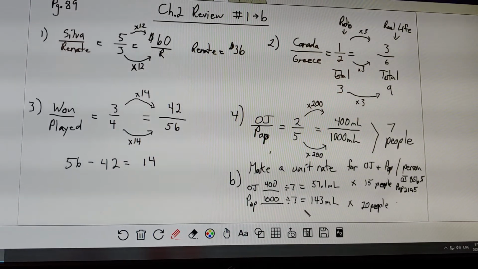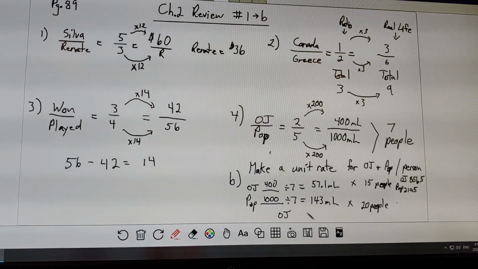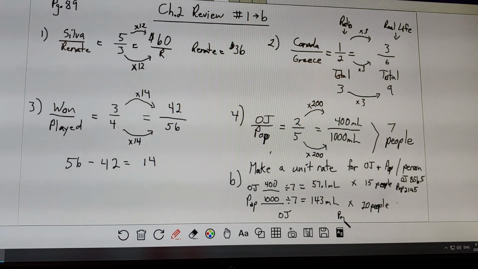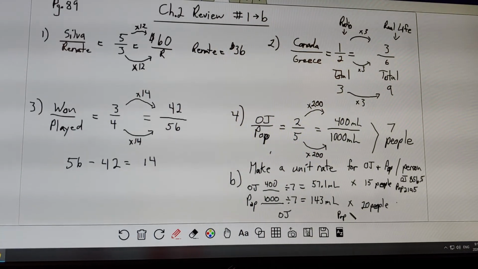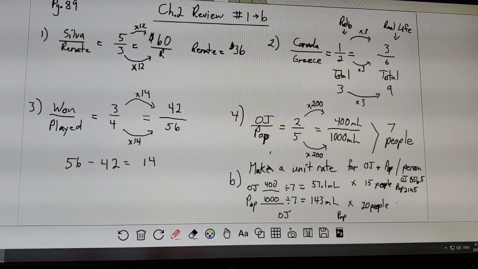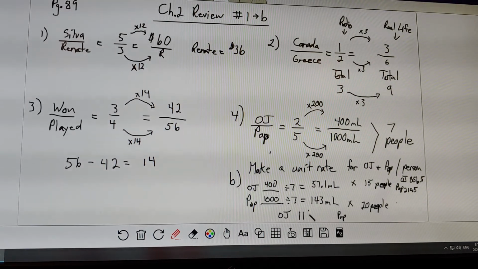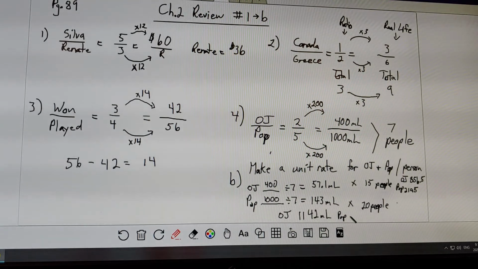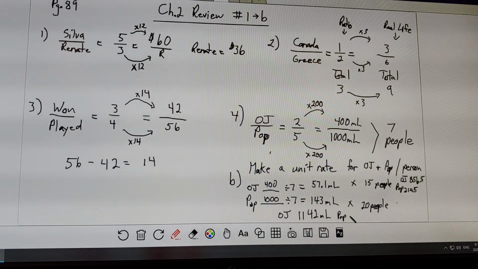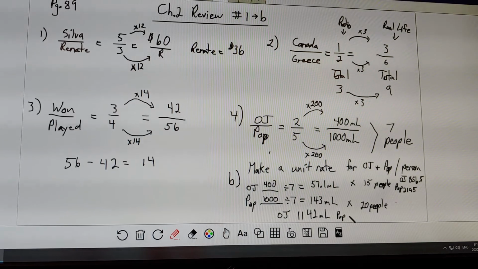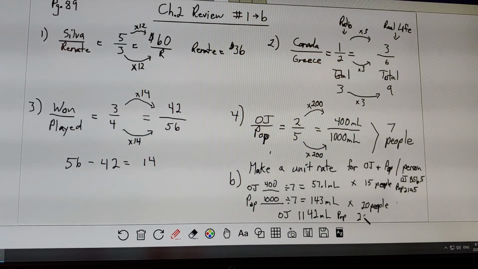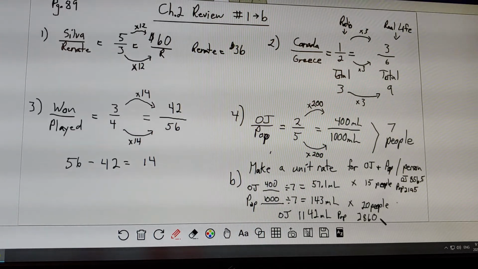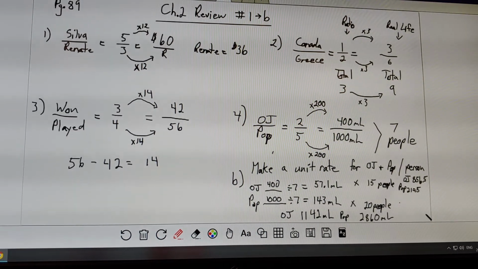So here, I'll do them down here. OJ, pop. So for OJ, 57.1 times 20 equals 1,142 milliliters. And pop, 143 times 20 equals 2,860 milliliters. Okay?